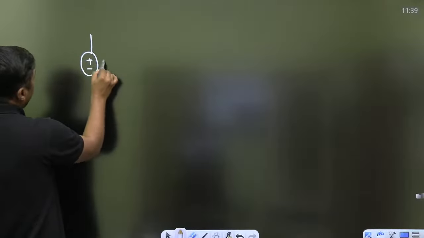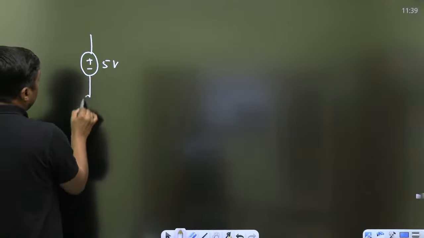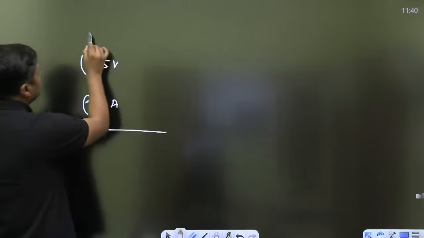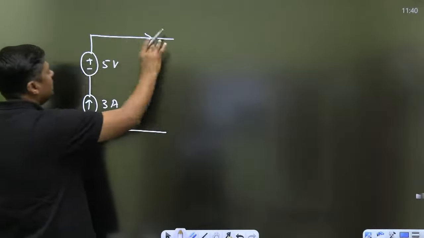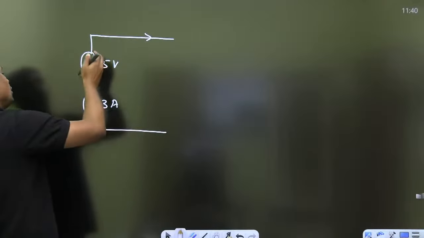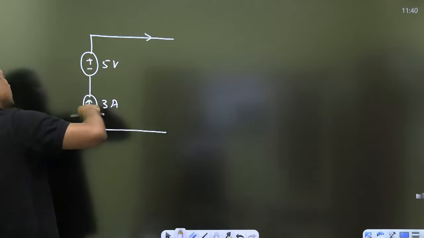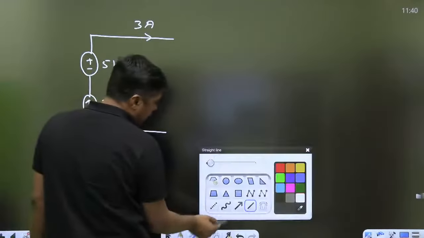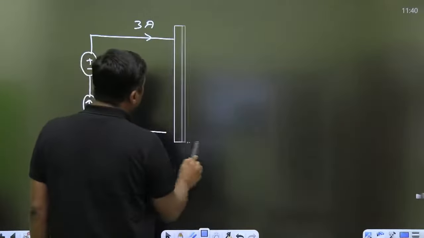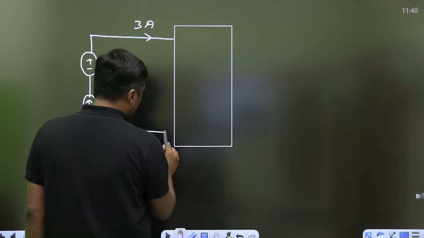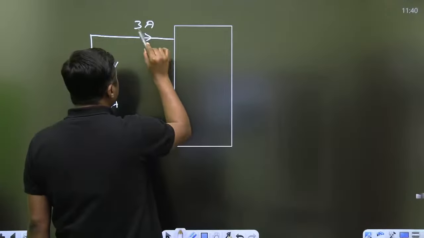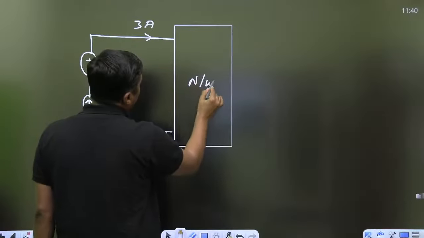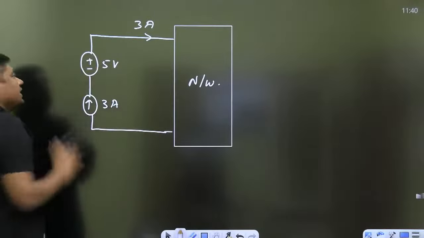This is a 5-volt battery connected here. At the same time, I am connecting the 3 ampere current source here. Think like that. Everyone tell me what will be the current. It is 5 volt or 10 volt or 20 volt, it doesn't matter. What will be the current in this branch? 3 ampere. If I am connecting any network here, what will be the current entering the network? The current entering the network will remain 3 ampere irrespective of the value of this battery.